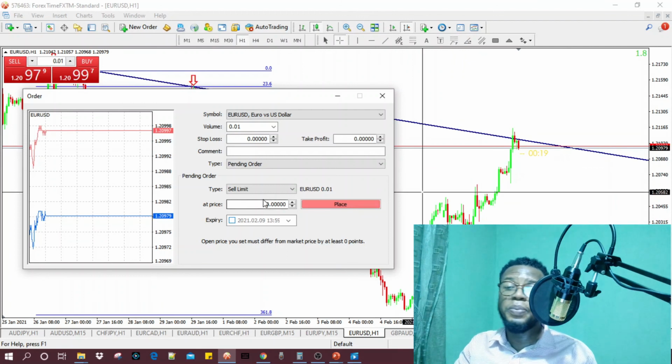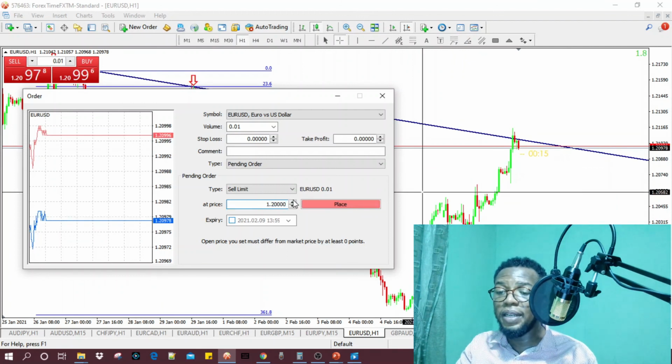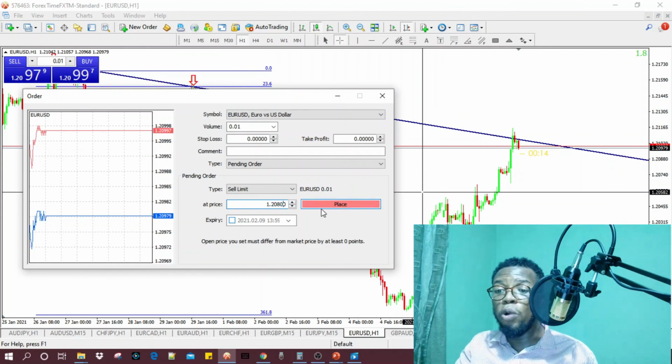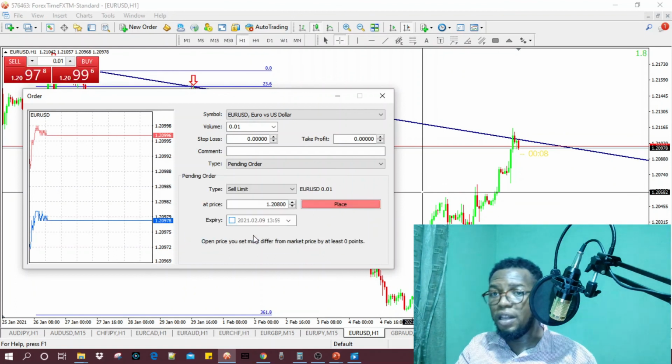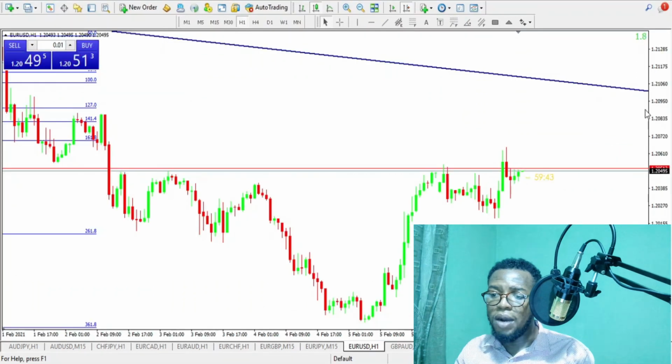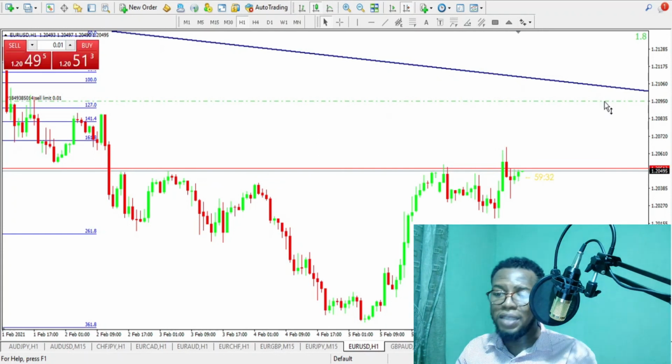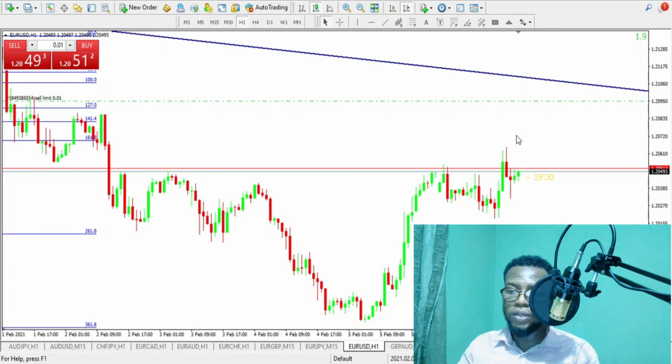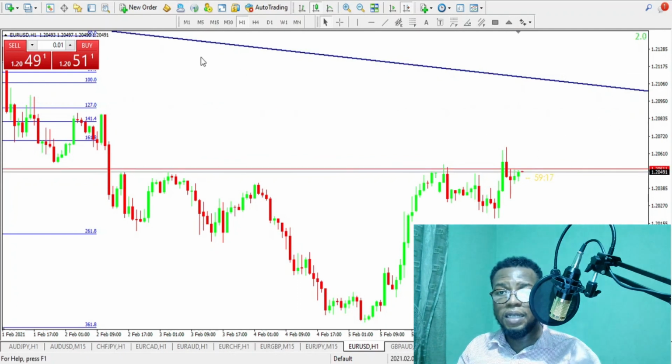Did you notice? So what it basically means is that if price gets to this particular point, it will automatically trigger the sell order, and we will only be in profit if price continues to fall. But if price continues to go up, we are in a loss. Do you understand? 1.20950, 1.20950, and notice what happens. Boom, the order is placed, and once price gets to there, I'm expecting that this trend line should hold it and it should fall. But if it continues going up, it means that particular trade was a loss. So that's that for the sell limit order.